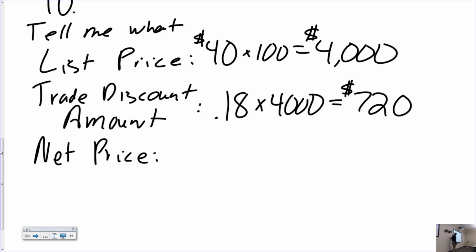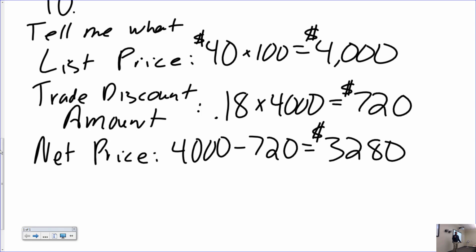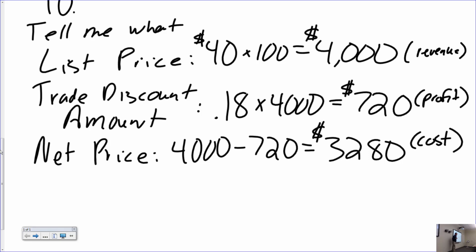So last but not least, what's the net price? And what does that number represent? You have to pay. This is what we have to pay the manufacturer in order to get the actual 100 hats. So this represents revenue. It's what we're going to have when we sell the hats. This is profit, which will be the difference between how much we spend and how much we make. And the net price is always our cost. It's what we had to actually pay to get the hats.